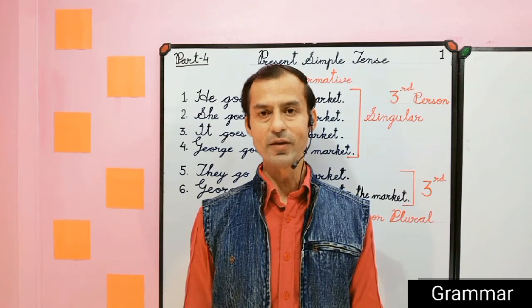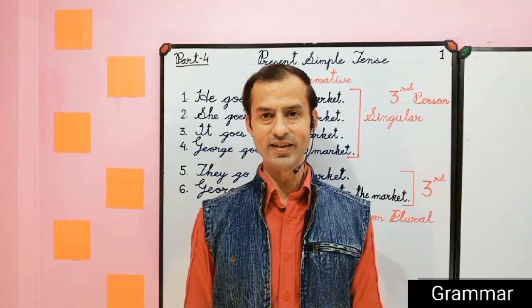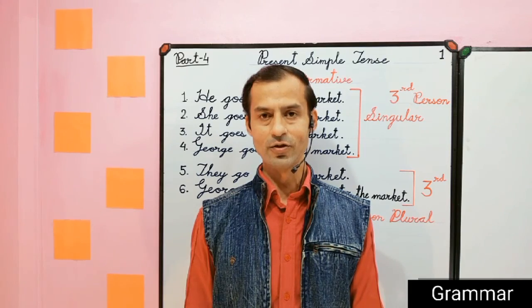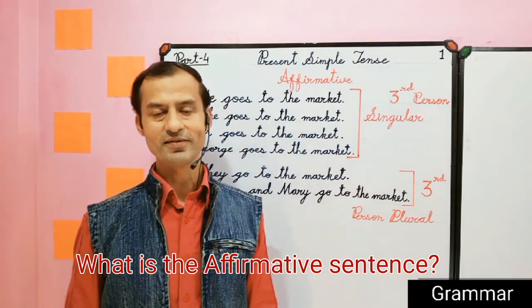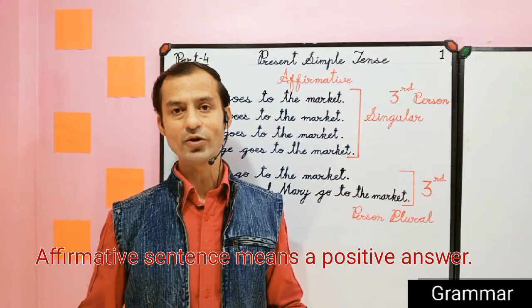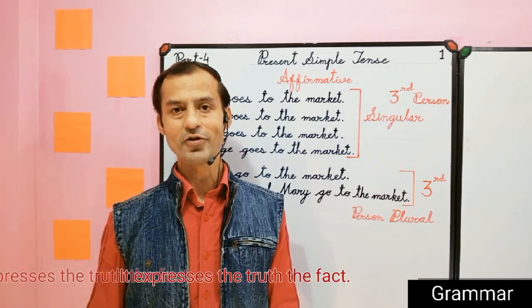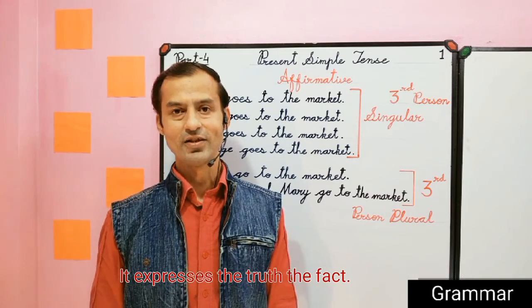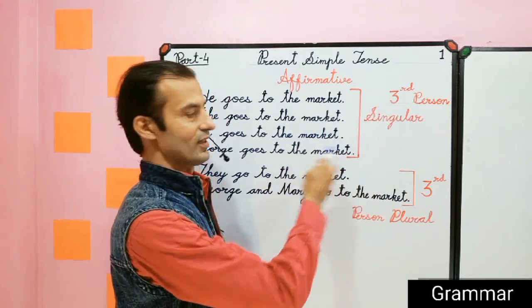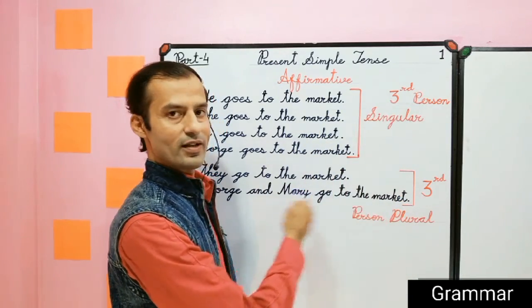Today I'll explain the formation of the present simple tense concerning the affirmative sentence. So, what is the affirmative sentence? An affirmative sentence means a positive answer. It expresses the truth, the fact. So, in this sentence, this is the third person singular and third person plural.